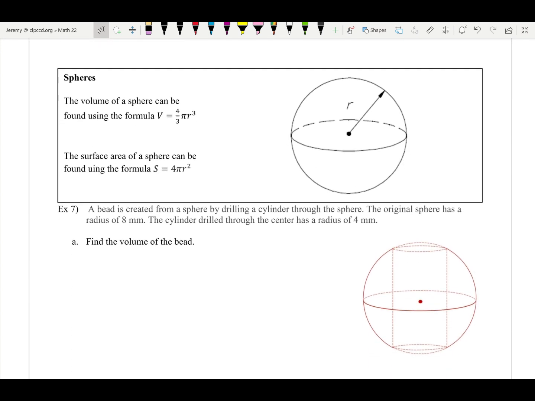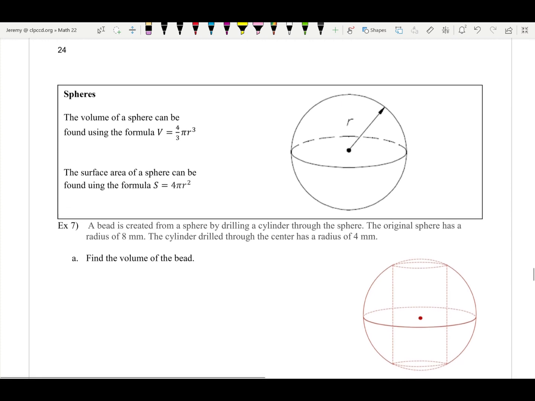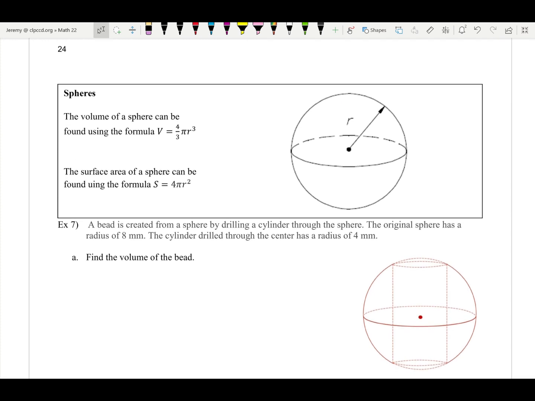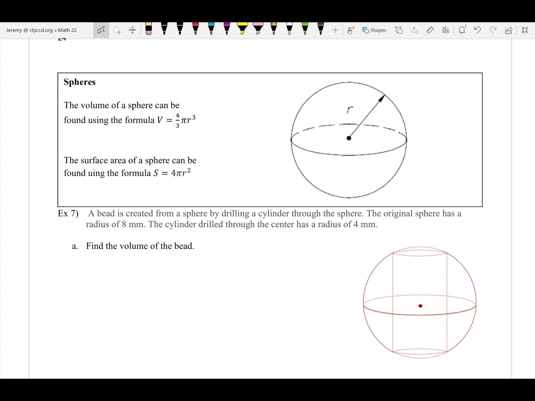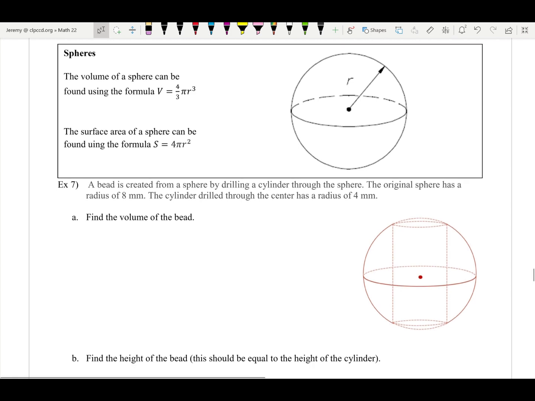Let's look at spheres. Spheres are really nice because we don't have a radius and a height, we just have a radius. So it's kind of like finding the area of a circle. You only need that one measurement. For spheres, to find the volume, the formula is just 4/3 pi r cubed. Very nice. And the surface area is just 4 pi r squared.